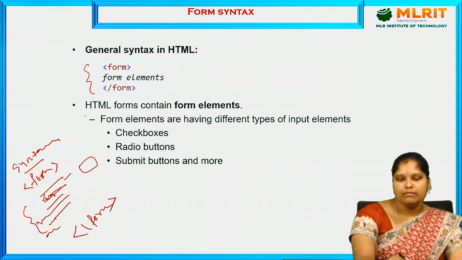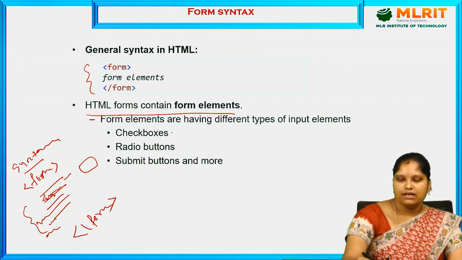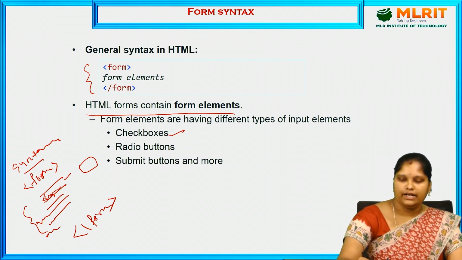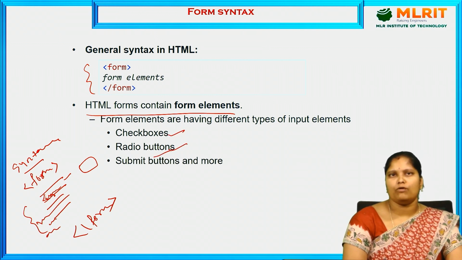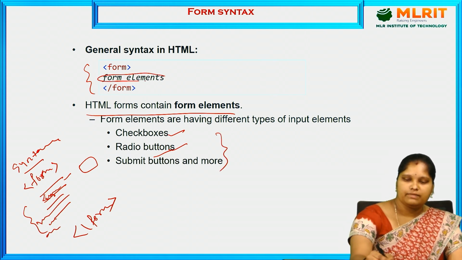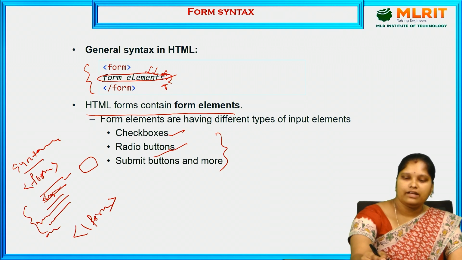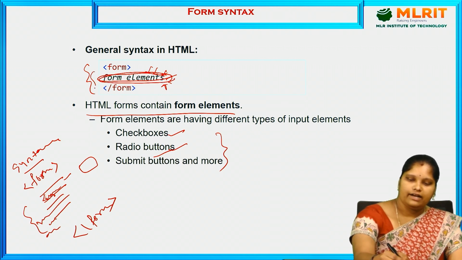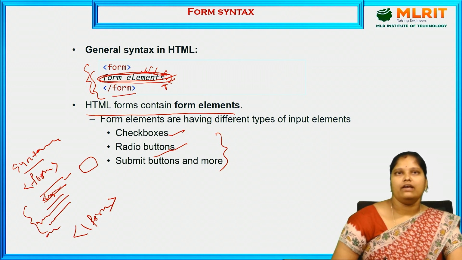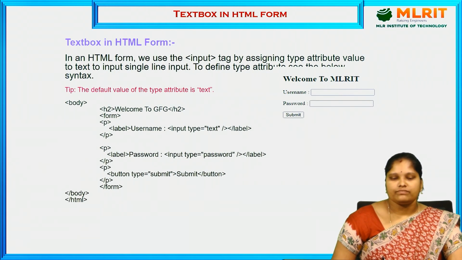HTML forms contain form elements. Those form elements are check boxes, radio buttons, submit buttons, and combo boxes. Form elements means if you want to use radio buttons, text boxes, or combo boxes, these are all the form elements. These are inserted here, and after usage of these form elements, you can close the form tag. This is about the form syntax.